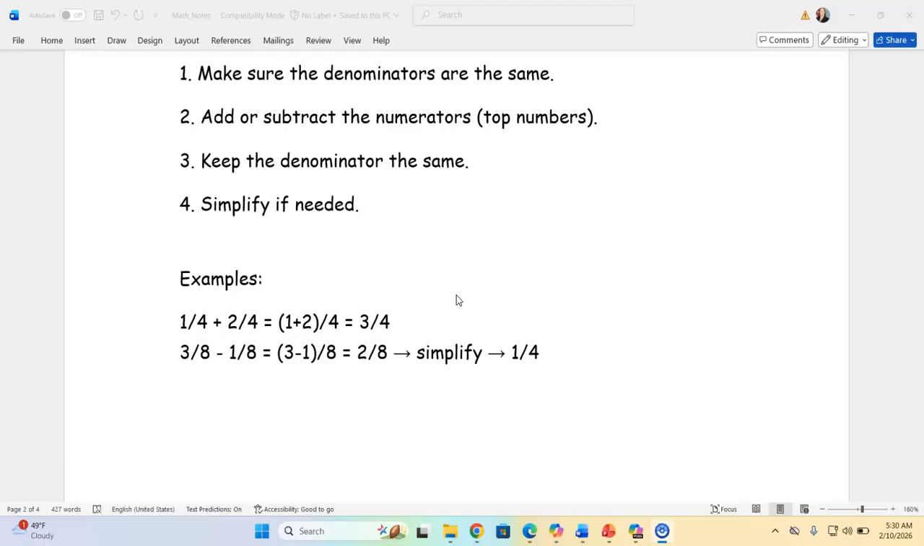You'll see in the second one, it's pretty much following the same steps except it's subtraction, and we do need to simplify because 2/8 can be simplified to 1/4.